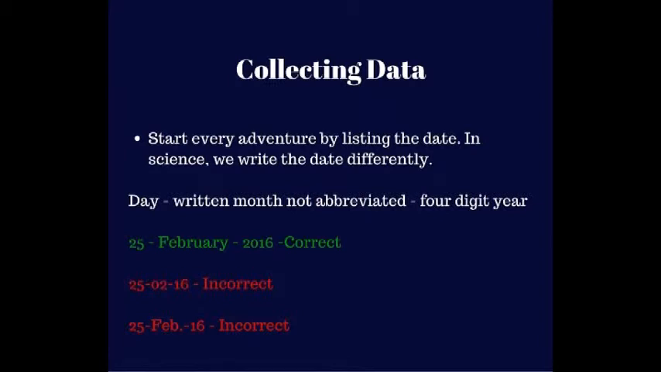Speaking of dates, there's a correct way to write them. It's the 2-digit day followed by the month spelled out, followed by a 4-digit year.